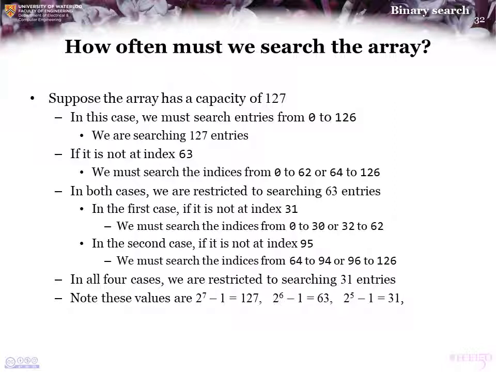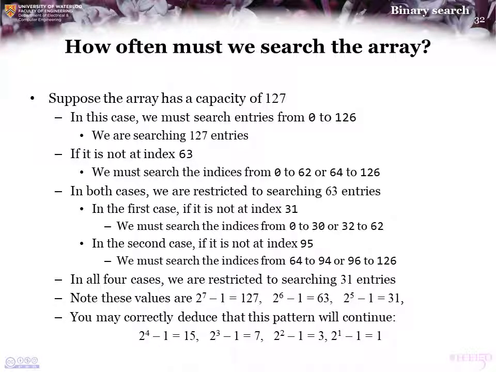Now, you'll notice that these values are 2 to the 7 minus 1, which is 127, 2 to the 6 minus 1, which is 63, 2 to the 5 minus 1, which is 31. You may correctly deduce that this pattern will continue. If we keep on performing the binary search, we will restrict ourselves to needing to look only at 15 entries, then 7 entries, then 3, and then 1. And having inspected that last entry, we will know whether or not the value is in the array or not.